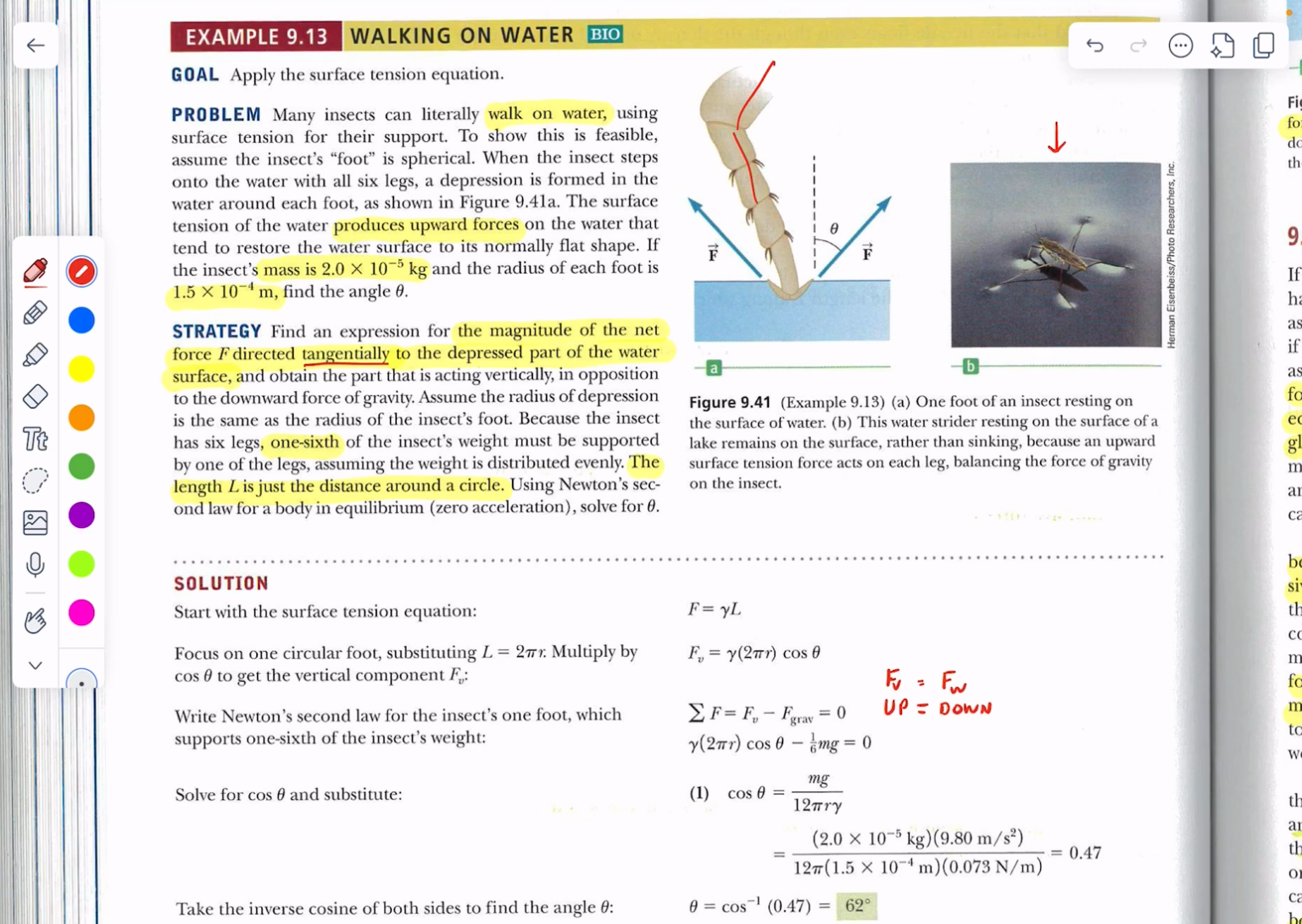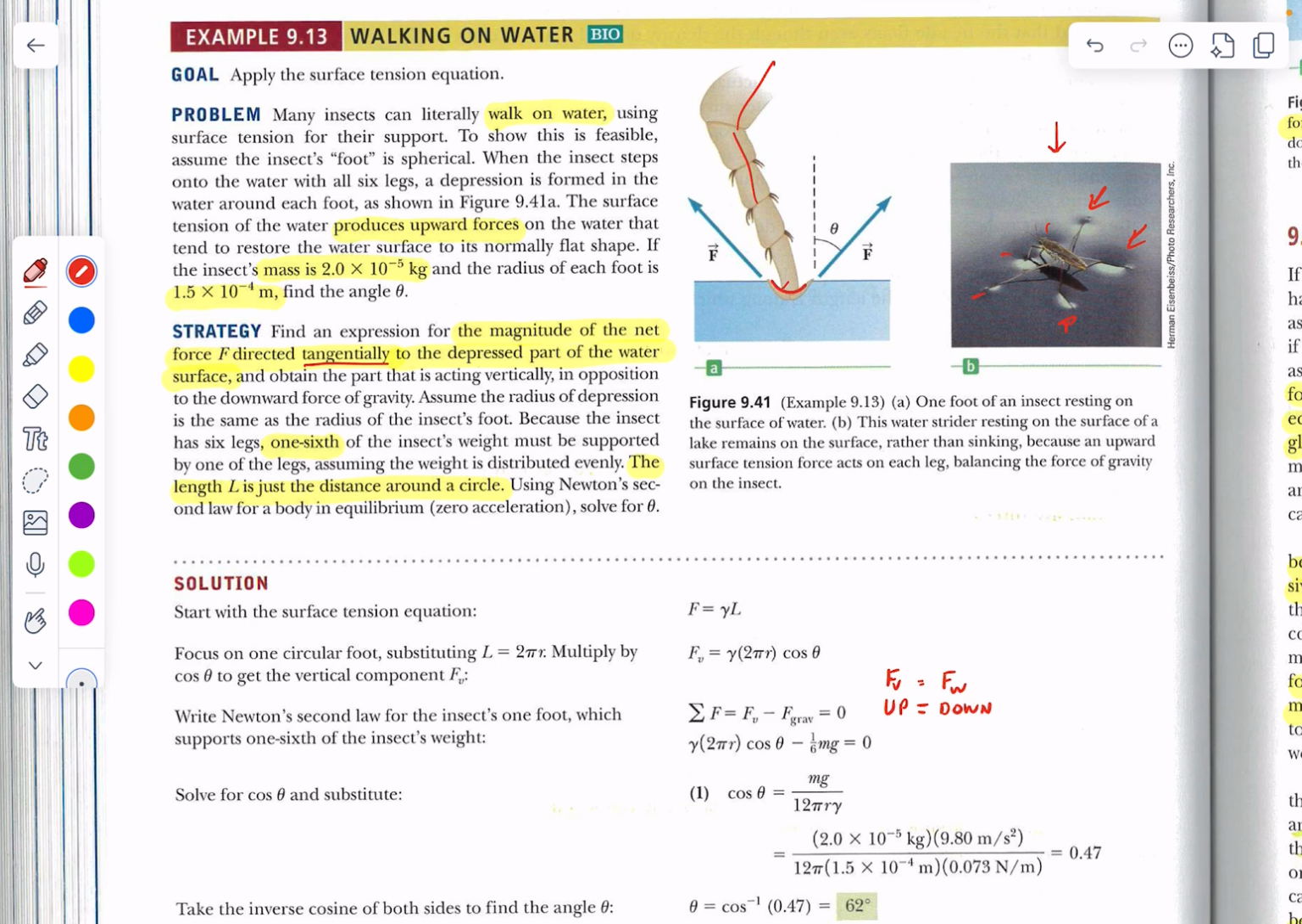And that's walking on the surface of the water. You can see the depressions in all 6 of the legs of this insect. Insects have 6 legs, 3 pairs. And it's walking on water, meaning it's not sinking, because every one of those places creates this little depression.